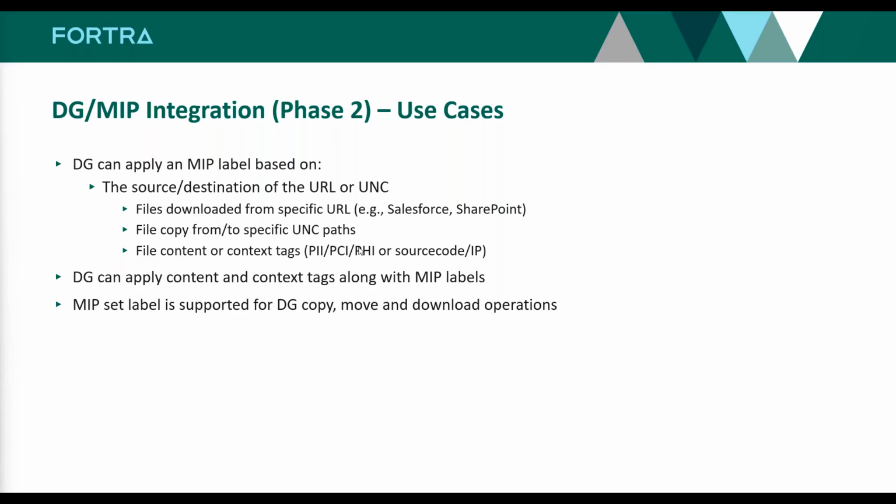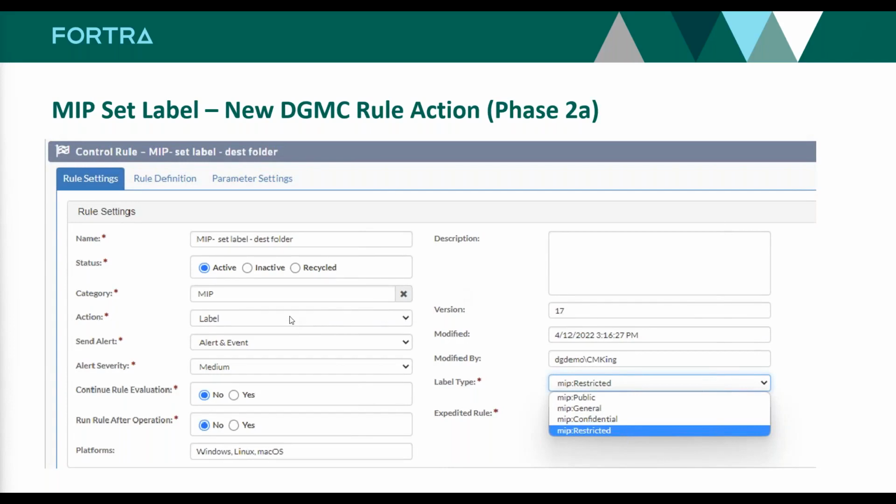Phase 2, part A was automatic, meaning it just happens, and the user doesn't even know what happened. Phase 2B was the ability to throw a prompt and educate the user. So we modified the DGMC to have a new action called label. See it there under action. When you bring that up and you have MIP integrated, you'll get the labels on the right-hand side. Based on this rule, which was copy something to a folder, I'm going to apply a restricted label. I'm not telling the user I'm doing that. This is just, if this, then do that.